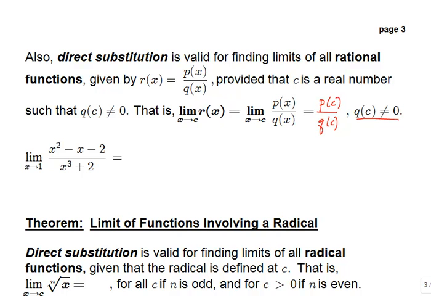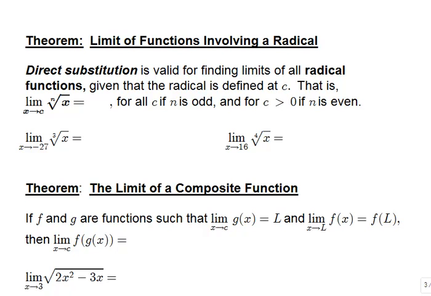Okay? So for example, if I wanted to find the limit of this rational function right here, it's a polynomial over a polynomial. So all I have to do is plug in 1 for all these x's and see what we end up with. So I would get 1 squared minus 1 minus 2 over 1 cubed plus 2. So that's 1 minus 1 minus 2 over 1 plus 2. 1 minus 1 goes to 0. So this is negative 2 over 3. And that doesn't have a 0 in the denominator. So the limit does exist. And it equals negative 2/3.